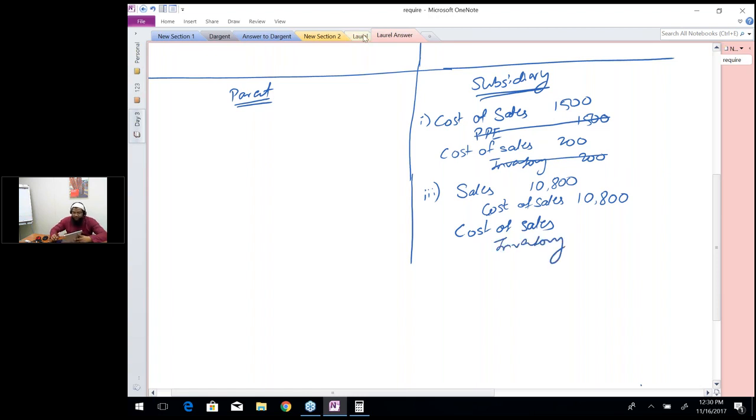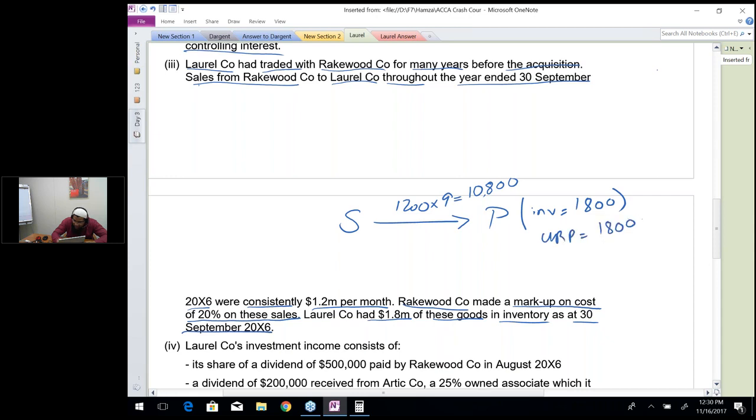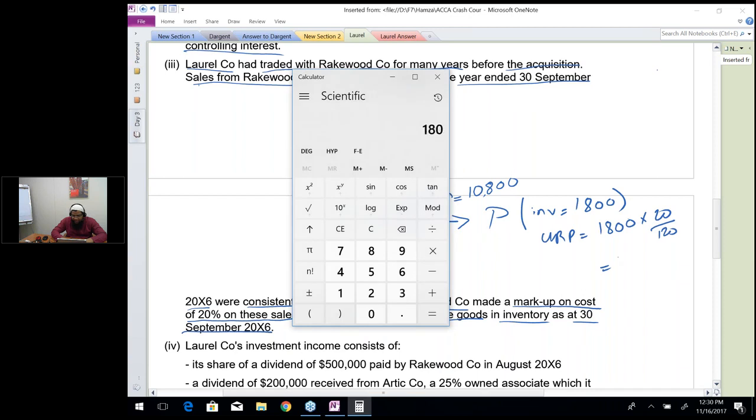So let me go back to the question. The question says that Rackwood Company made a markup on cost of 20% on all these sales. So the markup is 20%, and Laurel had 1.8 million of these goods in inventory at 30th September 2006. So the inventory of parent is actually 1800. So the unrealized profit is going to be 1800 into 20 divided by 120.